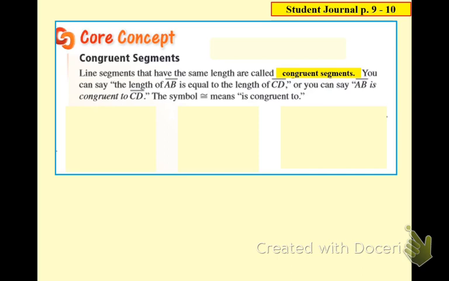I use the word measure instead of length because you can have angles that are congruent. Like a right angle. How many degrees is a right angle? 90. All right angles are congruent because all right angles have the same measure. It's a very important word in geometry. We're going to use it the whole year.